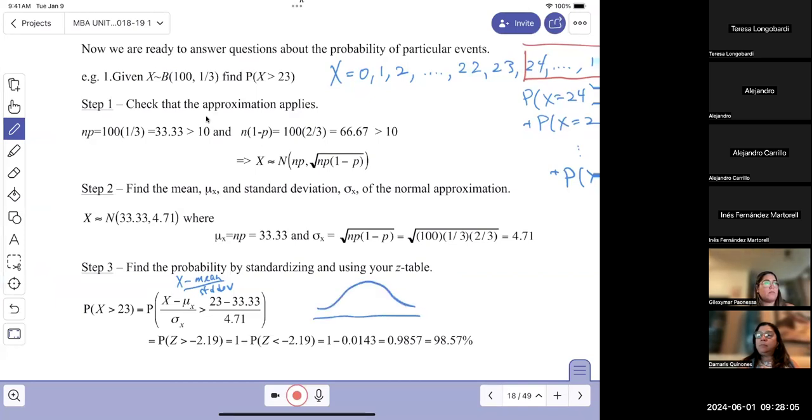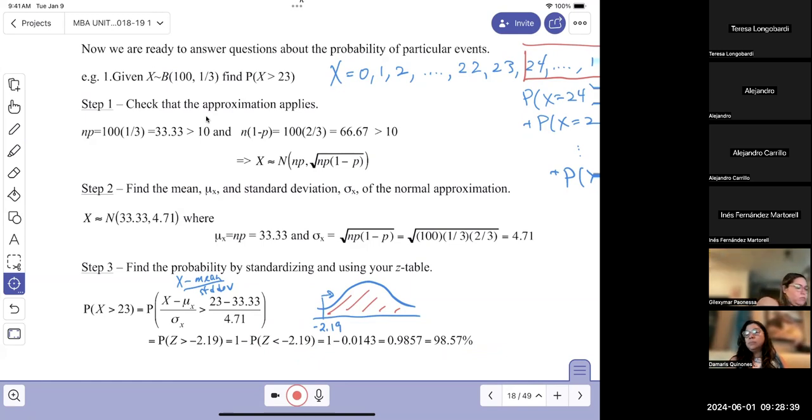So I draw negative 2.1 over here, 2.19. And I want this area. How do I get it? So now you have to go back to your tools from the normal distribution, which I told you couldn't forget. From the table, you can only get the left side, but you take that from 1 to find this area. And the answer is 98.57%. So that's very interesting, right? Greater than 23 is almost, well, 99%.